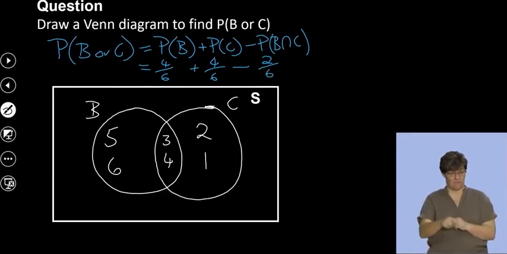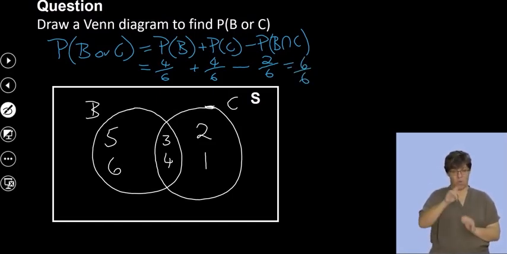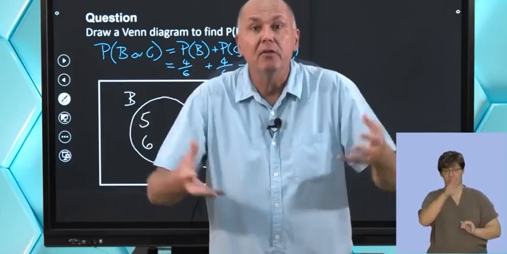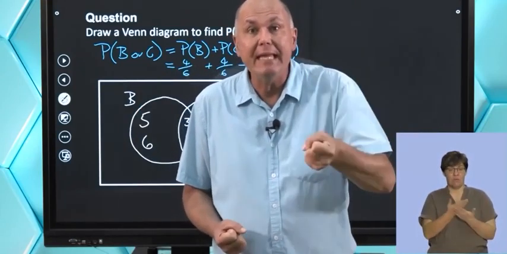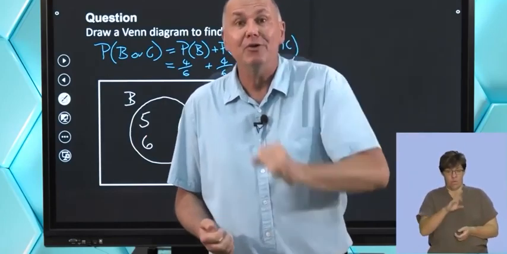We recognize that the intersection has 2 elements out of the 6, so we subtract those. And if we get the totals there, we recognize this is going to be 8 out of 6 minus 2 out of 6, which gives you 6 out of 6. And that's exactly what we're hoping to get, because all the elements in the sample space exist within the combination. And so the probability of getting B or C is 100%.